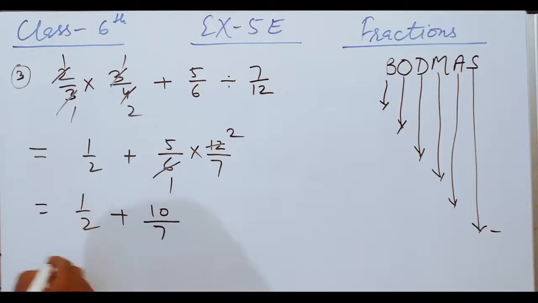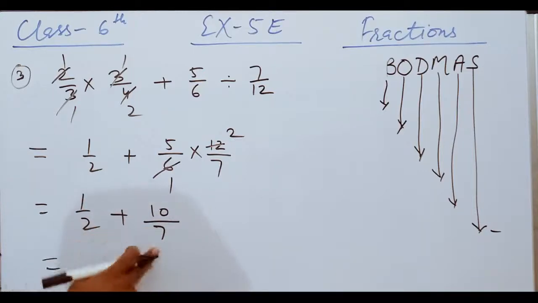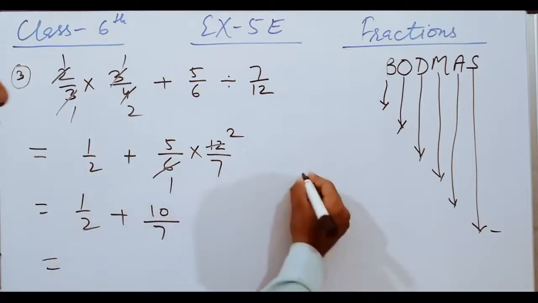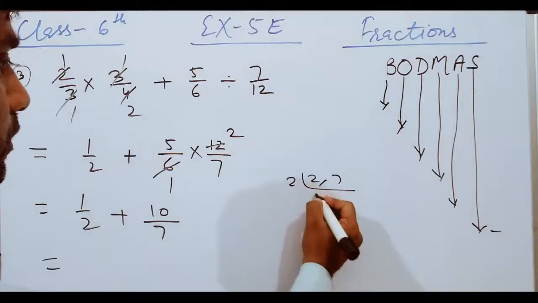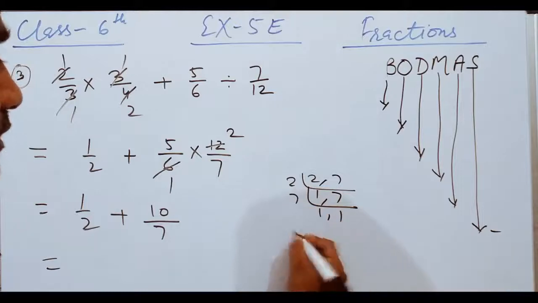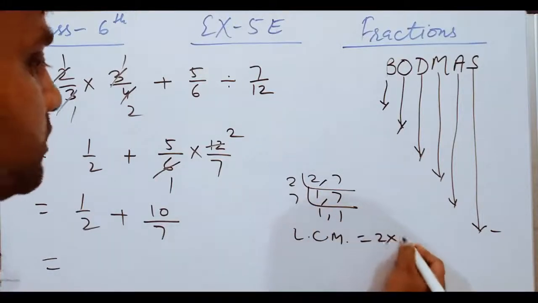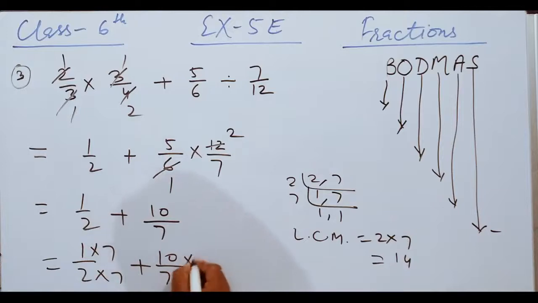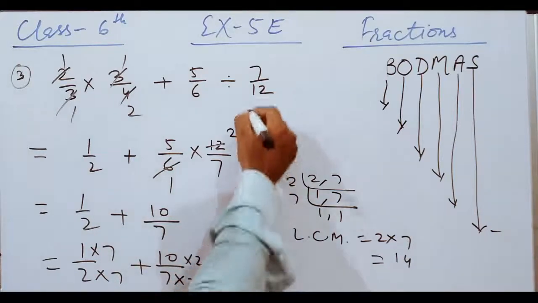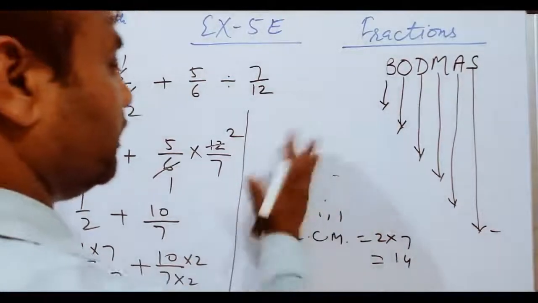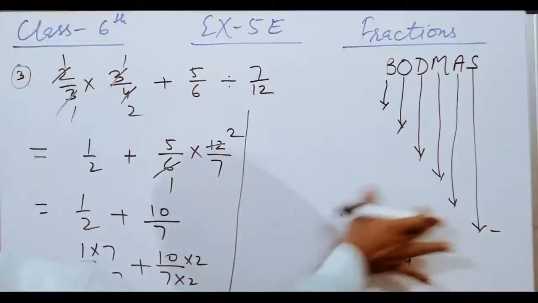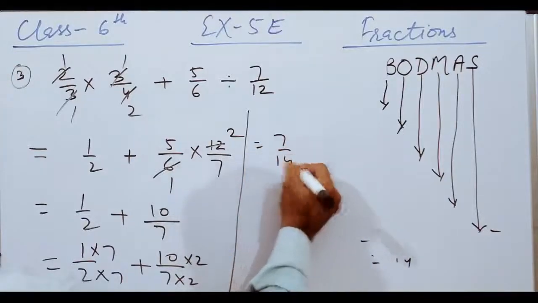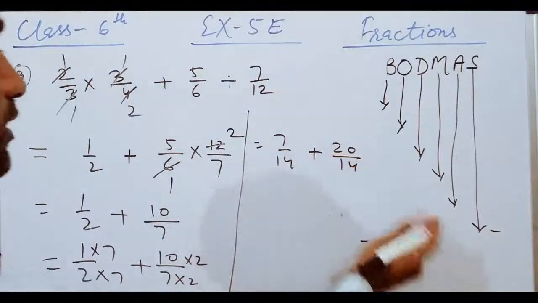Okay, dear student, now what to do? These are co-prime numbers because there is no common factor. Or we will do multiply. First find the LCM. 2 1s are 2, 7 7 1s are 1. LCM equal to 2 into 7 equal to 14. So multiply it by 7, plus 10 by 7 into 2. Then we will get 7 upon 14 plus 20 upon 14.